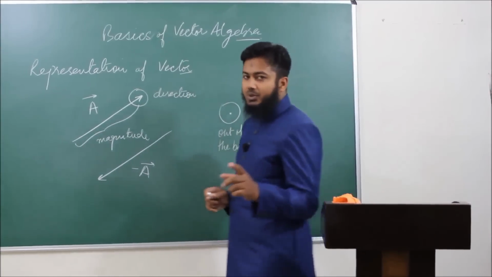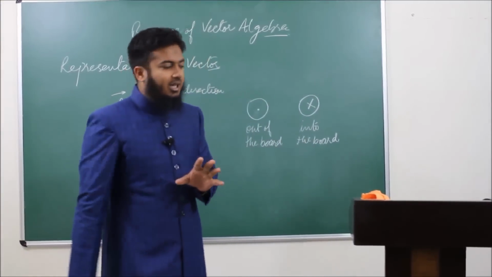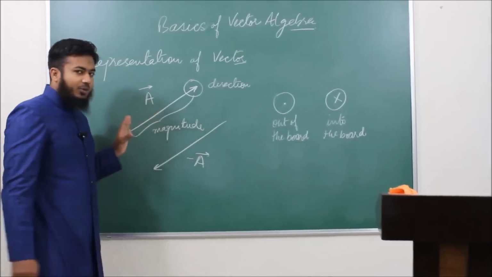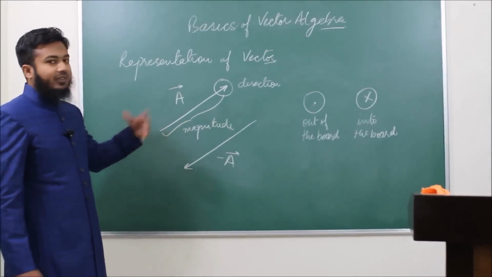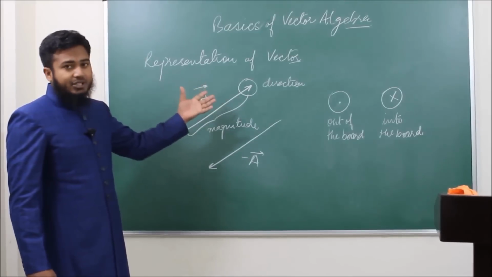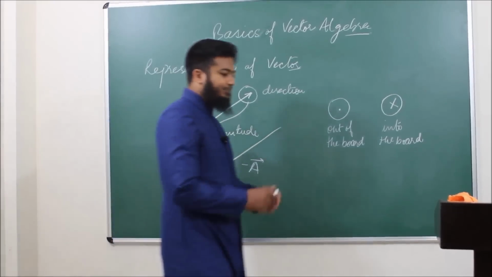Length is magnitude, arrowhead will give you the direction, और इन दोनों में से कुछ भी change हो जाए, length change हुई then vector change हो गया, और direction change हुई तब भी vector change हो गया.